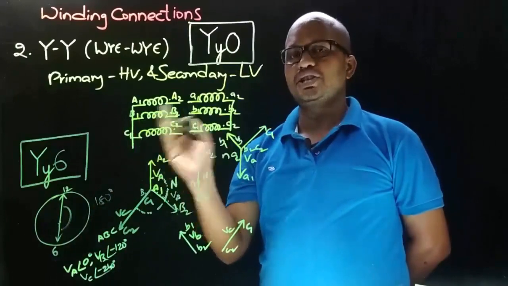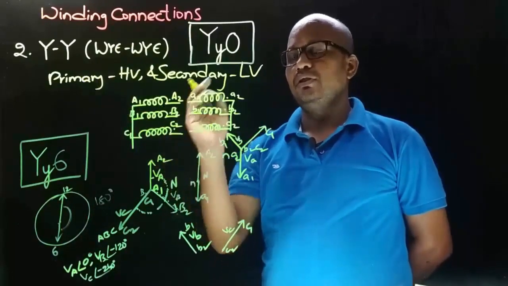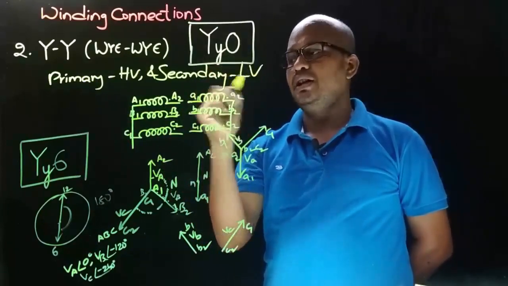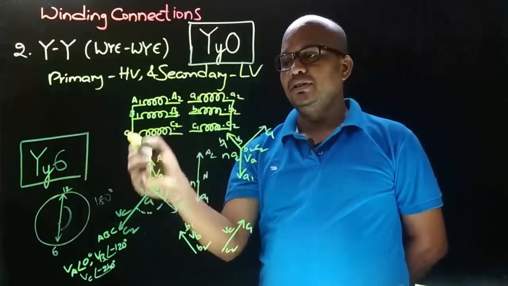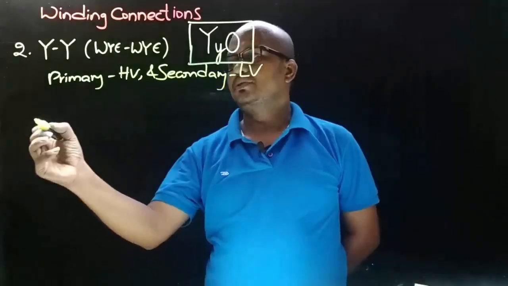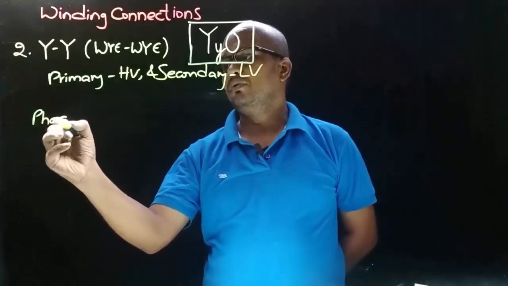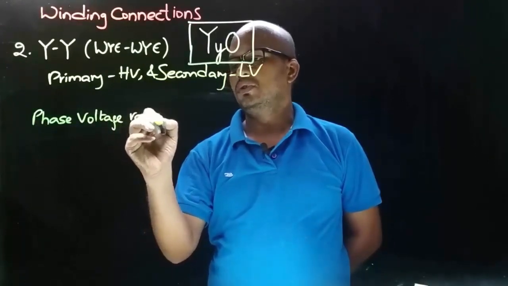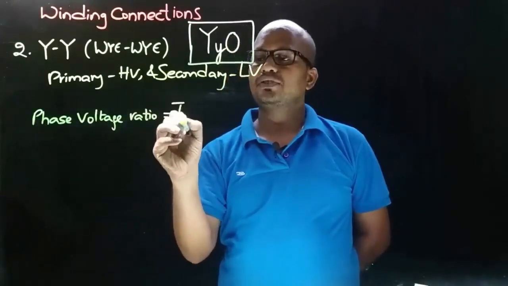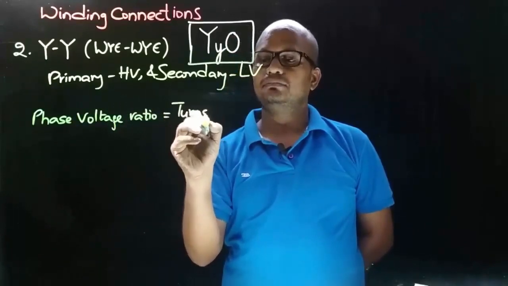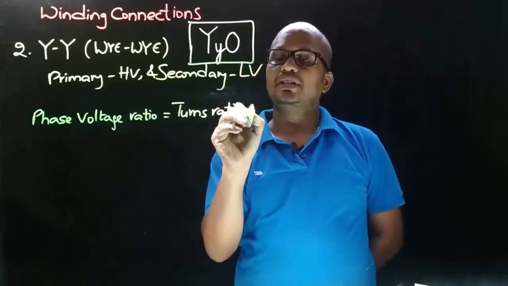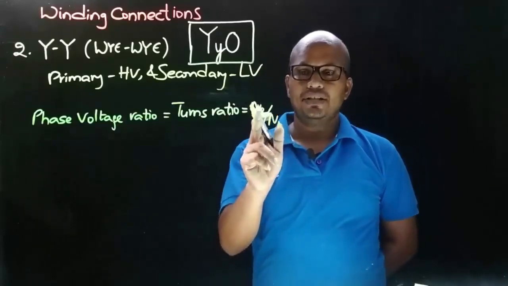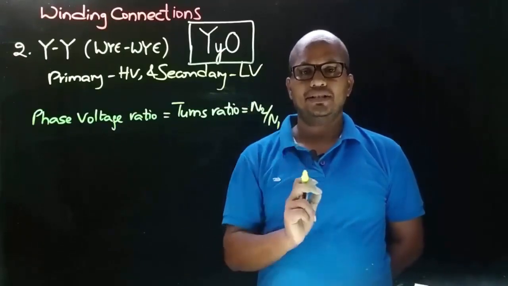So these are the two possible connections of star-star connection, from which we got the 0 degrees phase displacement with one type of winding connection and 180 degrees phase displacement with this type of connection. Now let's know the phase voltage ratio of star-star connection, which is same as that of the turns ratio of a single phase transformer, and that can be taken as equal to N2 by N1, where N2 represents the secondary side turns and N1 represents the primary side turns.